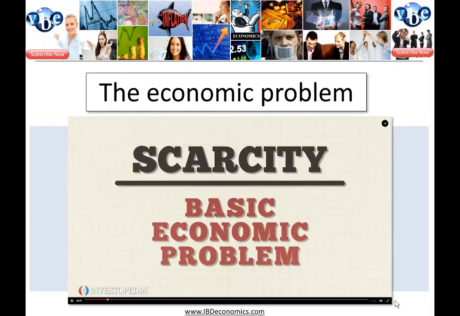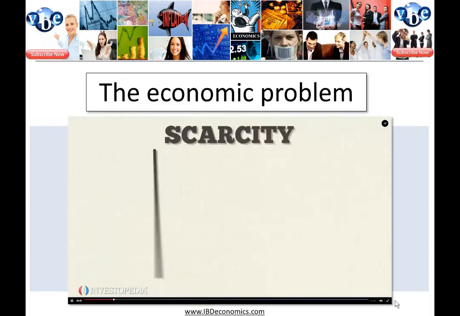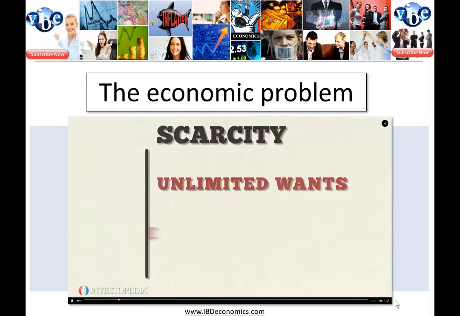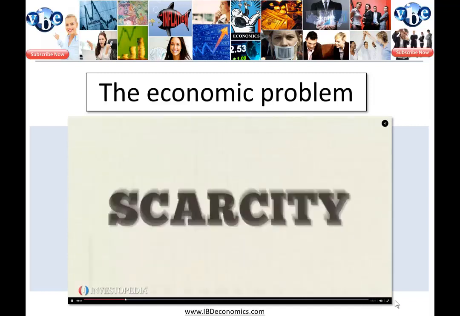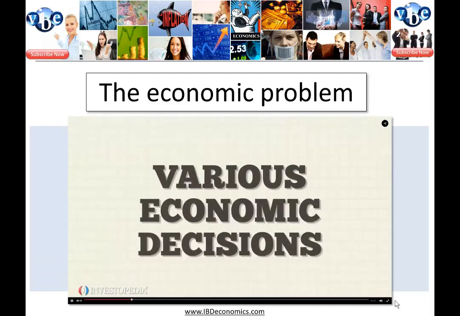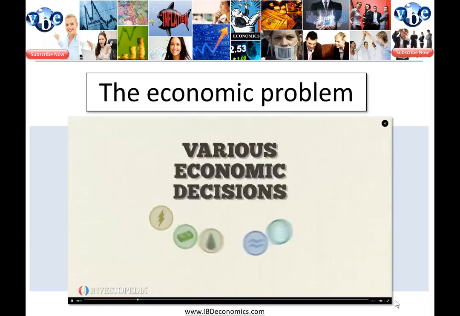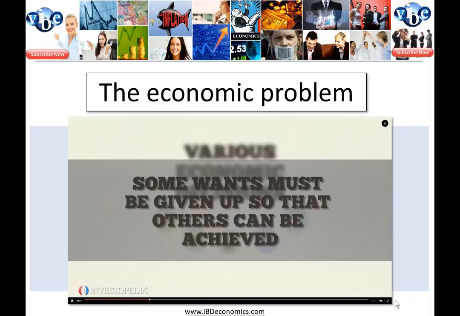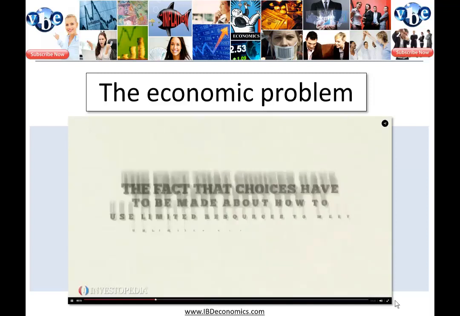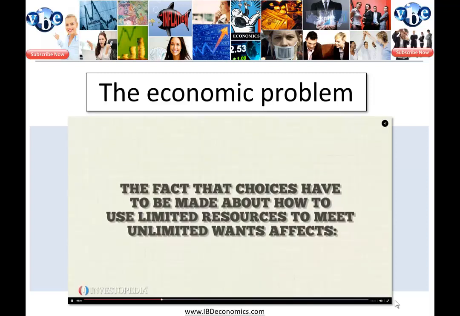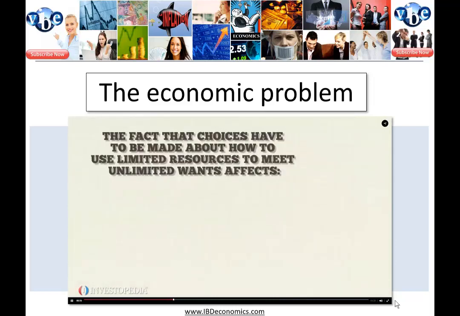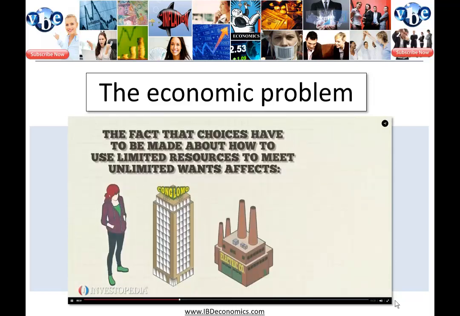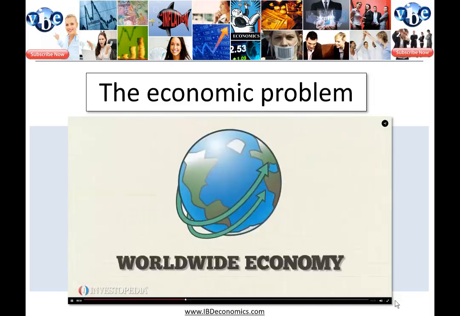Scarcity is the basic economic problem that arises because people have unlimited wants, but resources are limited. Because of scarcity, various economic decisions must be made to allocate resources efficiently. Some wants must be given up so that others can be achieved. The fact that choices have to be made about how to use limited resources to meet unlimited wants affects individuals, businesses, industries, governments, and even the worldwide economy.